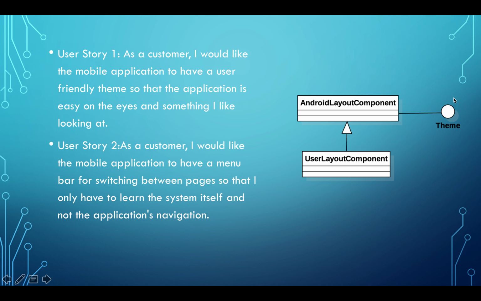So the way I describe that is you can think of the theme as sort of like an interface that defines how the Android layout components will look. That includes the navigation bar as well. So those inherit styles from the theme, and then any user-defined layout component, or any component actually in the app, is going to inherit from that Android layout component as well.